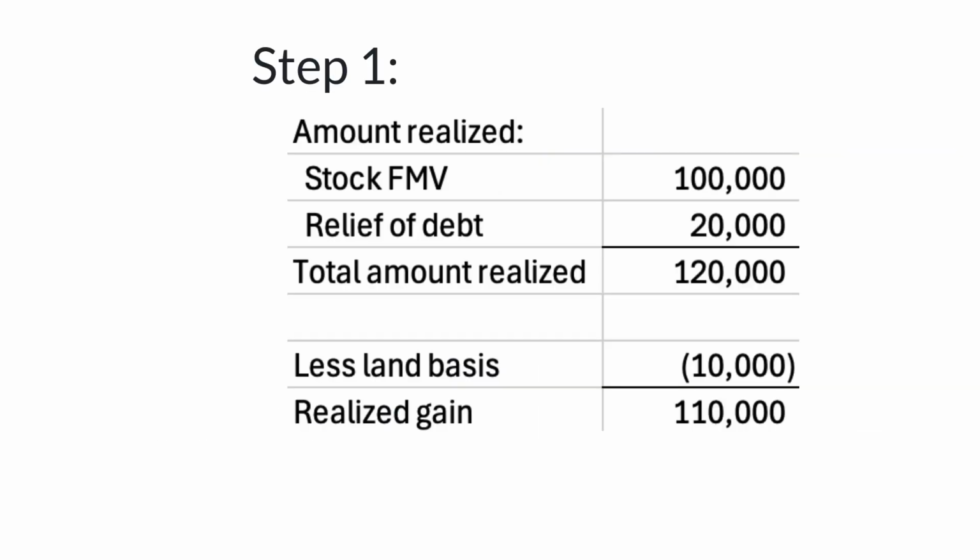If you remember in part 1, the first step in evaluating a property transaction, such as an incorporation, is to calculate the realized gain or loss. In this case, the amount realized is the fair market value of the stock plus the relief of debt for a total of $120,000. From this, we'll subtract the basis of the property that was transferred to the corporation, which is the land, at $10,000. This gives us a realized gain of $110,000.